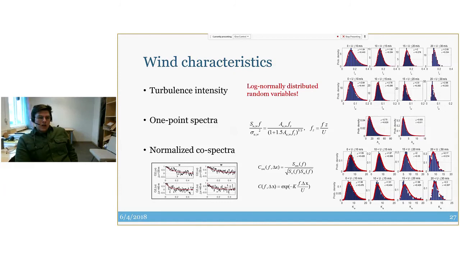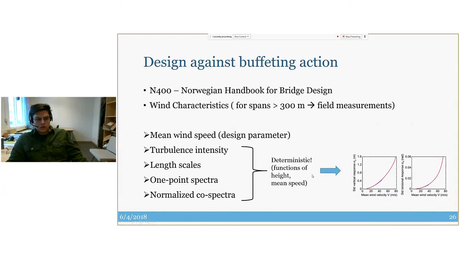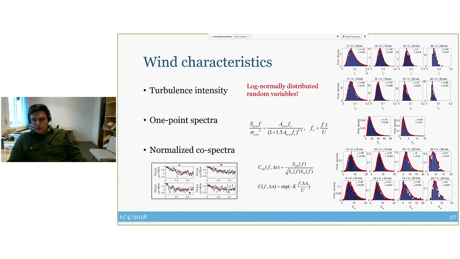So let's have another look at the wind characteristics, but this time from a probability distribution point of view. We have the turbulence intensity and 1 point spectra, and here we model this with a spectral coefficient and the normalized spectra. And here you have the K coefficient, which is also called the decay coefficient. If we use these parameters to describe the wind characteristics, we see that these follow probability distributions, and these can be fairly represented by log normal distributions. So we can say that these are log normally distributed random variables.